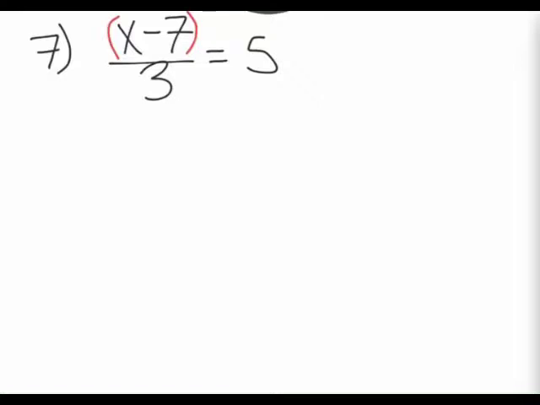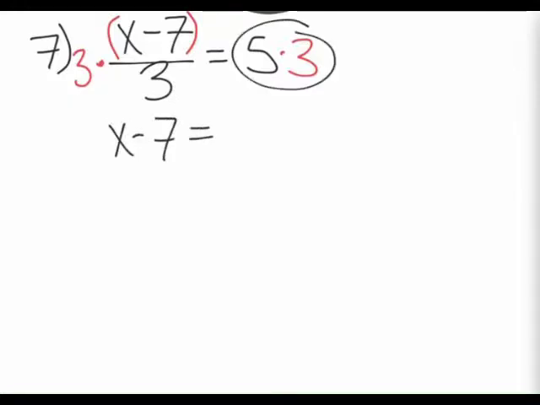So let's move the 3 to the other side of the equation. How do we do that? By multiplying both sides of the equation by 3. 3's cancel out right here, so we are left with x minus 7 equals 15.